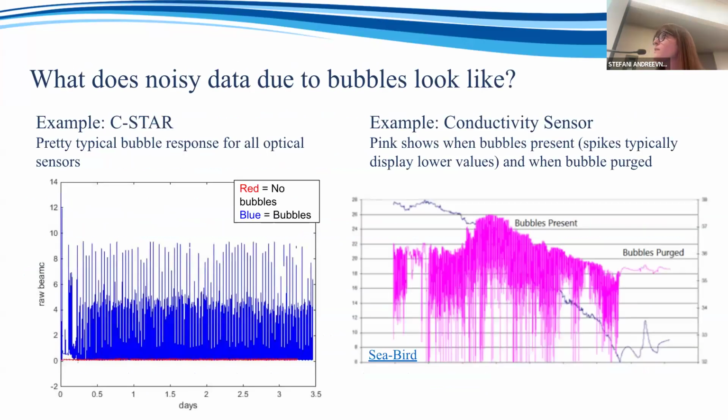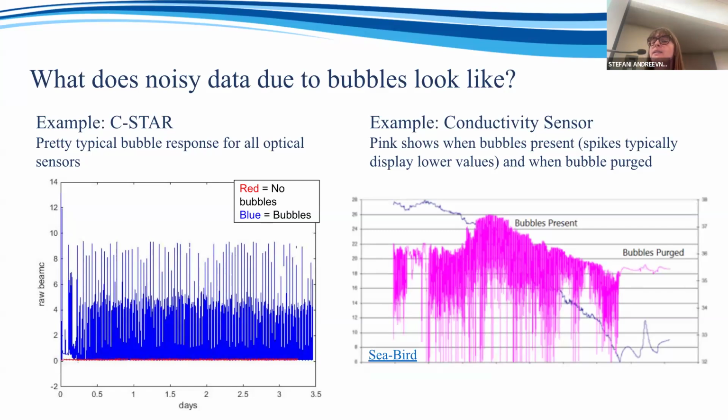And this is kind of what noisy data looks like. So I put two examples on here. One is a SeaStar, and this is a pretty typical bubble response for a lot of optical sensors, right? It's just chaos. In the blue is where you have bubbles, and the red is where you do not have bubbles. So that's basically what it looks like.